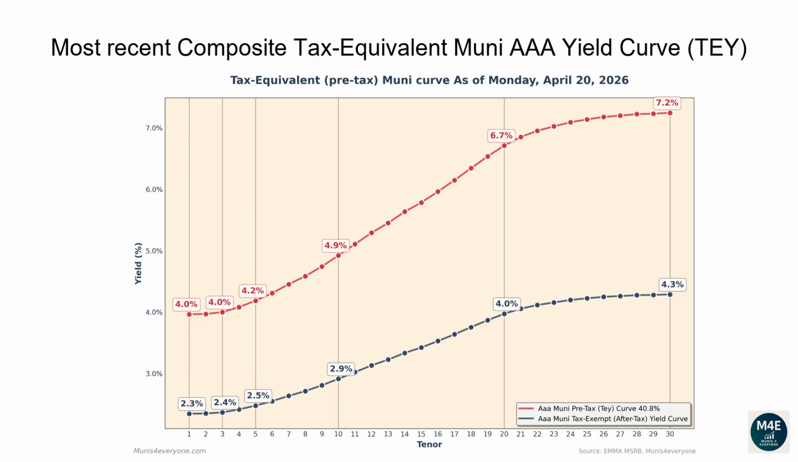The one-year tax-exempt yield is 2.35%, corresponding to a 3.97% tax-equivalent yield for investors in the top tax bracket. The two-year tax-equivalent yield is 3.97%. The 5-year tax-equivalent yield is 4.19%. The 10-year tax-equivalent yield is 4.92%. The 20-year tax-equivalent yield is 6.71%. The 30-year tax-equivalent yield is 7.24%.